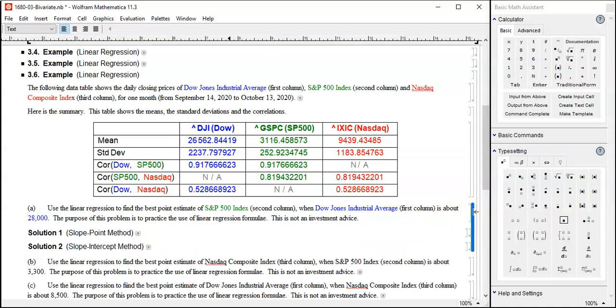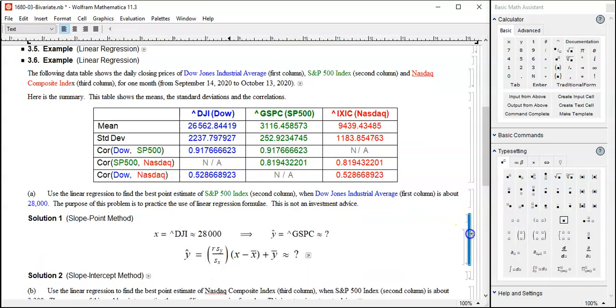Okay, how do we approach this problem? Method number 1 is slope point method. And here's a slope point equation of the line. Here's a slope. And then this line runs through the average point, x bar, y bar. Now what's x? Known quantity is x. The problem says Dow Jones is 28,000. So that's x, which I just highlighted in blue. And y is S&P 500, and that's unknown, something we have to find out.